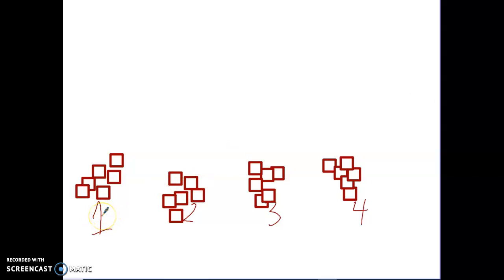All right, so how many things are in each group? 1, 2, 3, 4, 5, 6. There are 6 things in each group. The answer to this division question is 6.